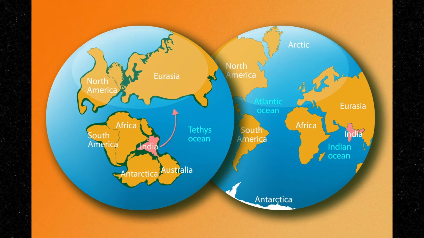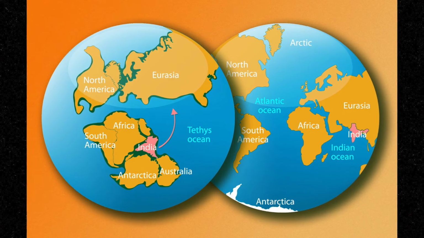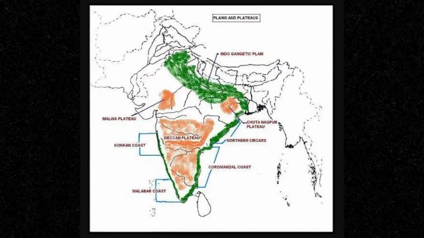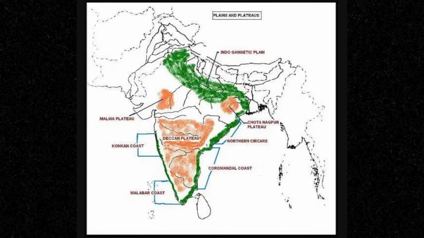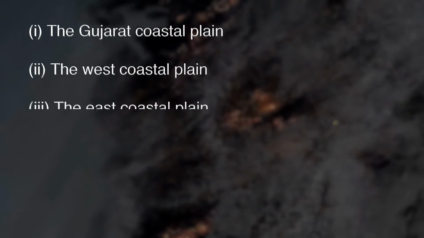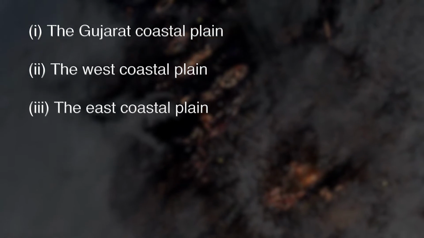Thus, the regular and quite straight coastline of India is the result of the breaking up of Gondwanaland during the Cretaceous period. Because of this breaking, it not only gave rise to the coastline in the south, but the coastal plains of India also came into existence. The Indian coastal plains may be subdivided into three parts: the Gujarat coastal plain, the West coastal plain and the East coastal plain. Now let's look at them individually.